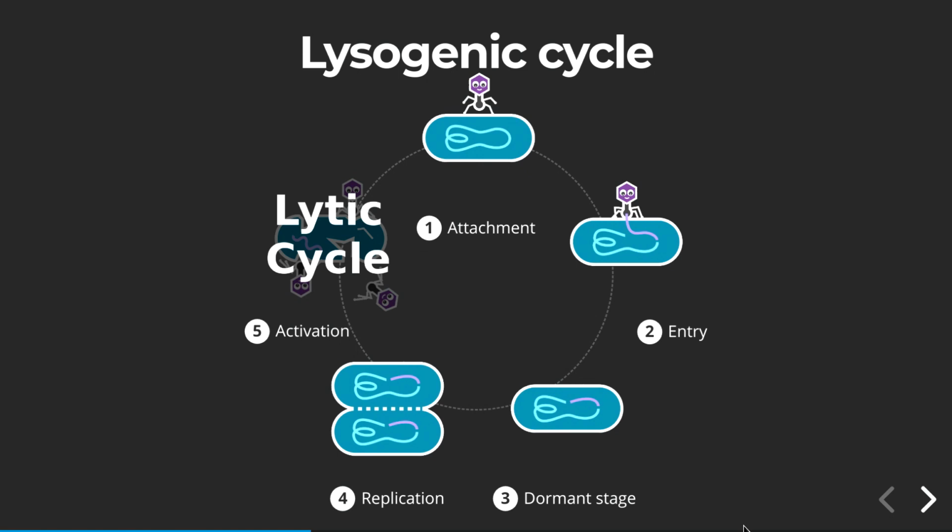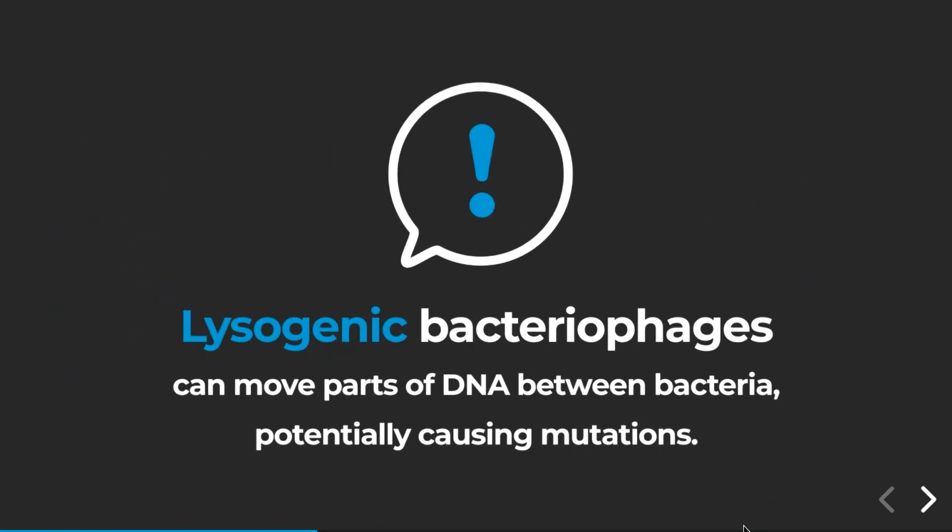These two cycles might seem pretty similar, but the key differences are vast. The lytic bacteriophages kill the bacteria right away, and there's no problem. But the lysogenic bacteriophages can cut and move parts of DNA between bacteria, which might cause certain mutations. And again, we don't want new diseases caused by mutated bacteria out there. So before we use a bacteriophage strain commercially, we have to make sure that it's lytic.